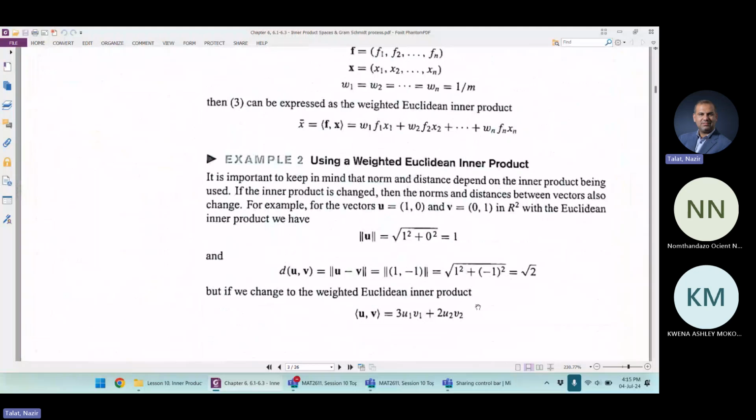Here are some other examples. If u is the vector (1, 0), then we can compute its norm, which is the square root of 1 squared plus 0 squared, which is equal to 1. This gives us a unit length of a vector. So we can find the unit length in this way.